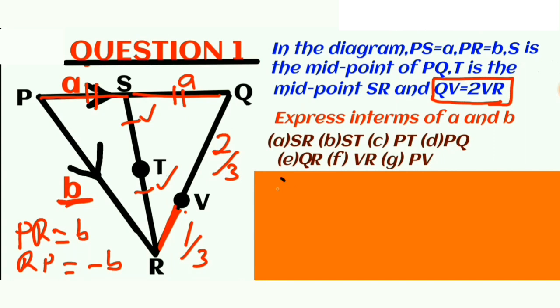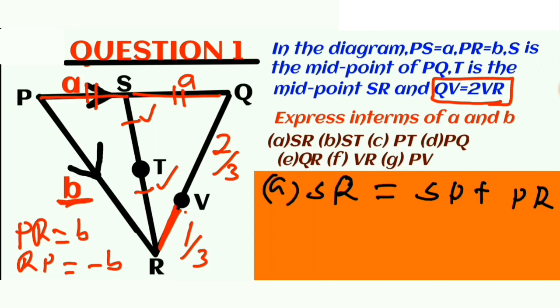So the first question, SR. SR equals SP plus PR. SP, that is minus A, plus B. So the final answer will be B minus A. It's minus A here because we have opposed the direction of the arrow. So the final answer equals B minus A.